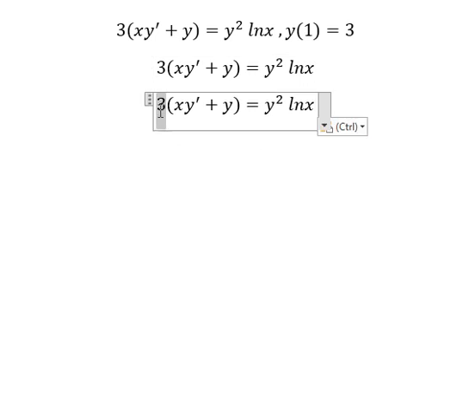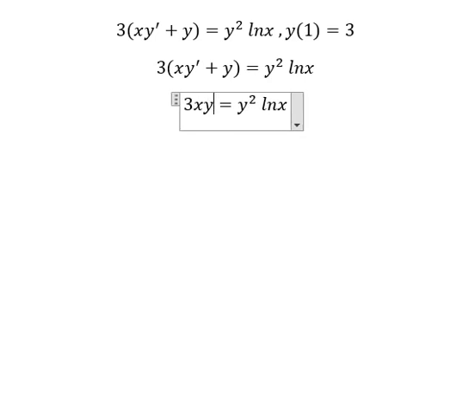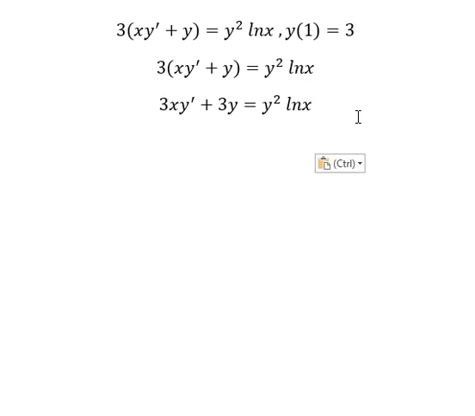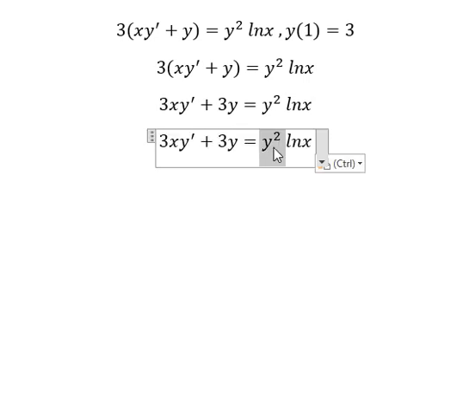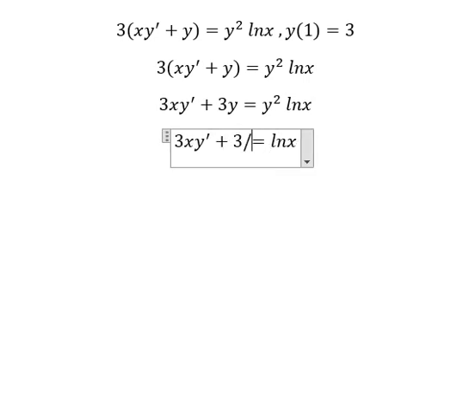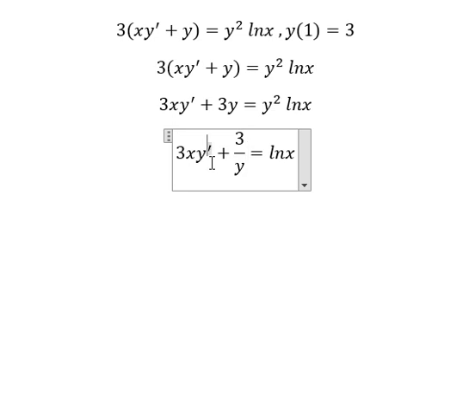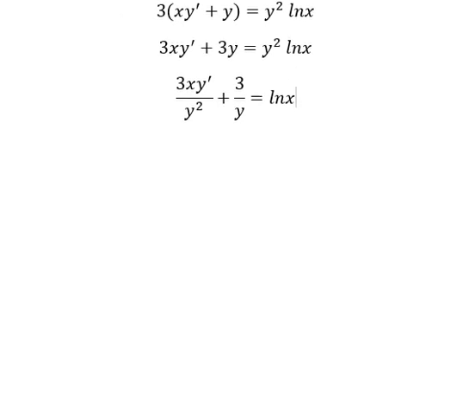So number 3, multiply by this one and this one. Next, we divide both sides by y squared. Next, we have 1 over y, first derivative of y over y squared. So this is about Bernoulli's equation.